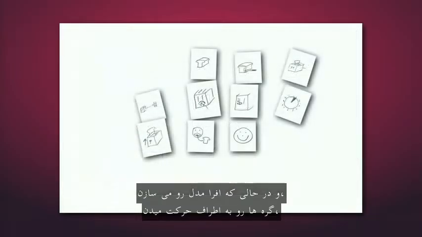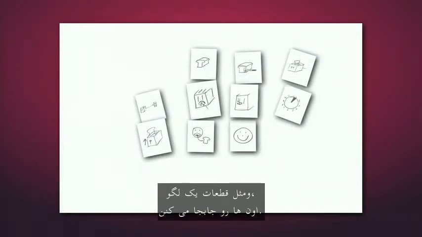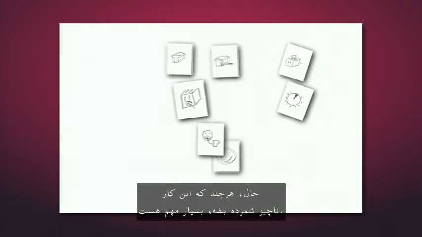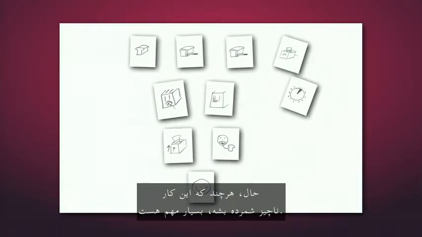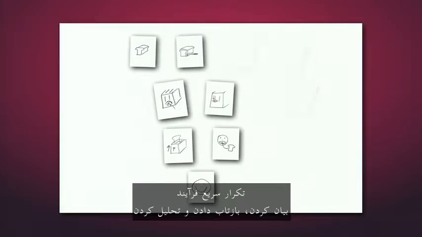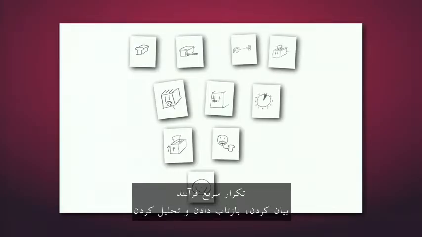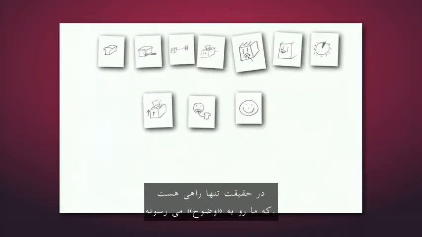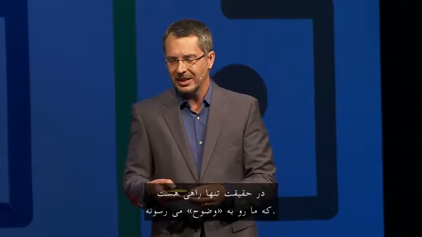And as they build up their model, they move their nodes around, kind of rearranging them like Lego blocks. Now, though this might seem trivial, it's actually really important. This rapid iteration of expressing and then reflecting and analyzing is really the only way in which we get clarity. It's the essence of the design process.